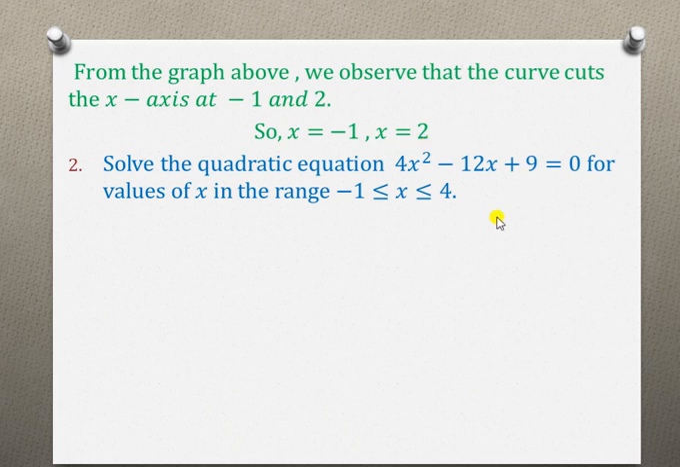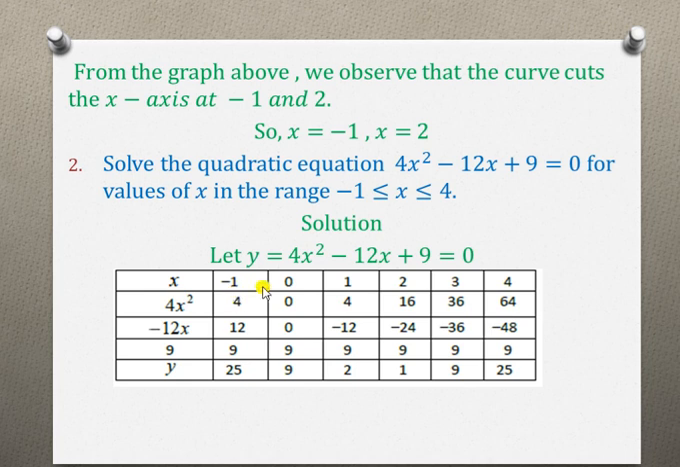Let's look at number 2, as we can see it here. They're saying solve the quadratic equation x squared minus 12x plus 9 equals 0 for the values of x in the range given. What do we do? Here, we have values of x ranging from -1 to 4. It means we shall have -1, 0, 1, 2, 3, up to 4. So that is how your row of x should be, especially in the table.